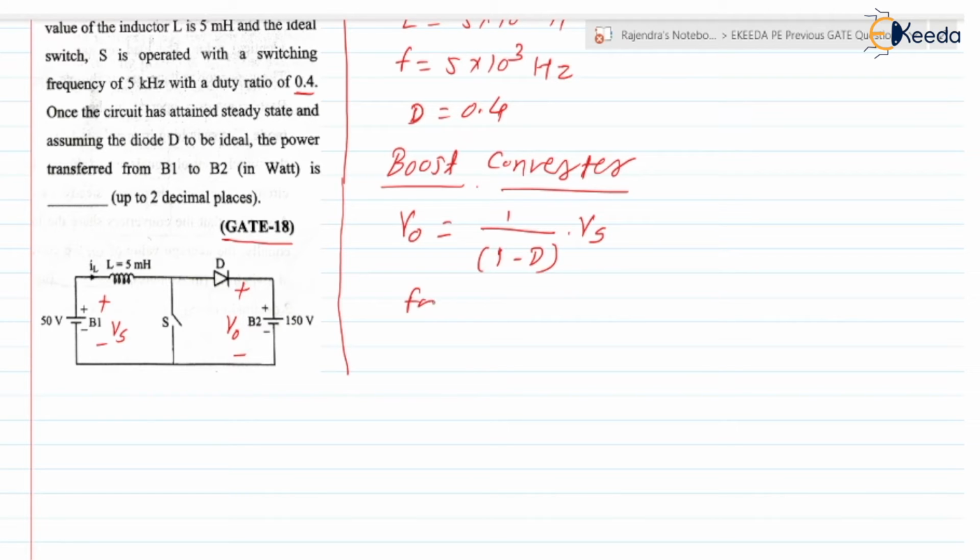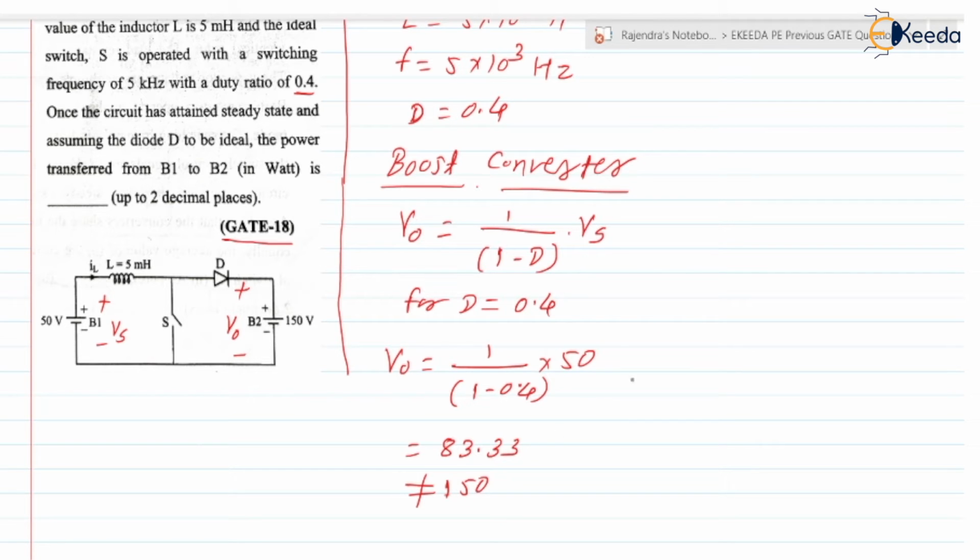For D equal to 0.4, as given, V0 is equal to 1 upon 1 minus 0.4 into Vs, that is 50. So it will be equal to 50 divided by 0.6. So it is 83.33, which is not equal to 150. Are you getting the point?